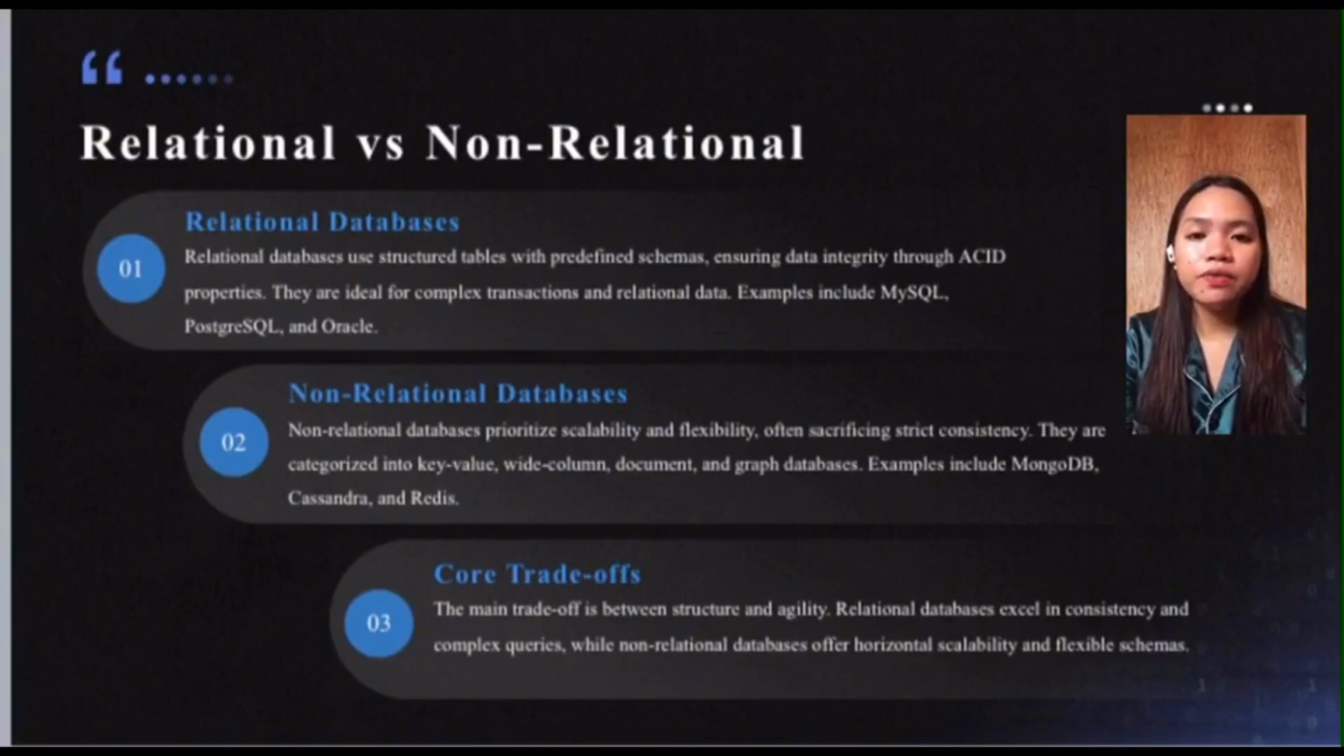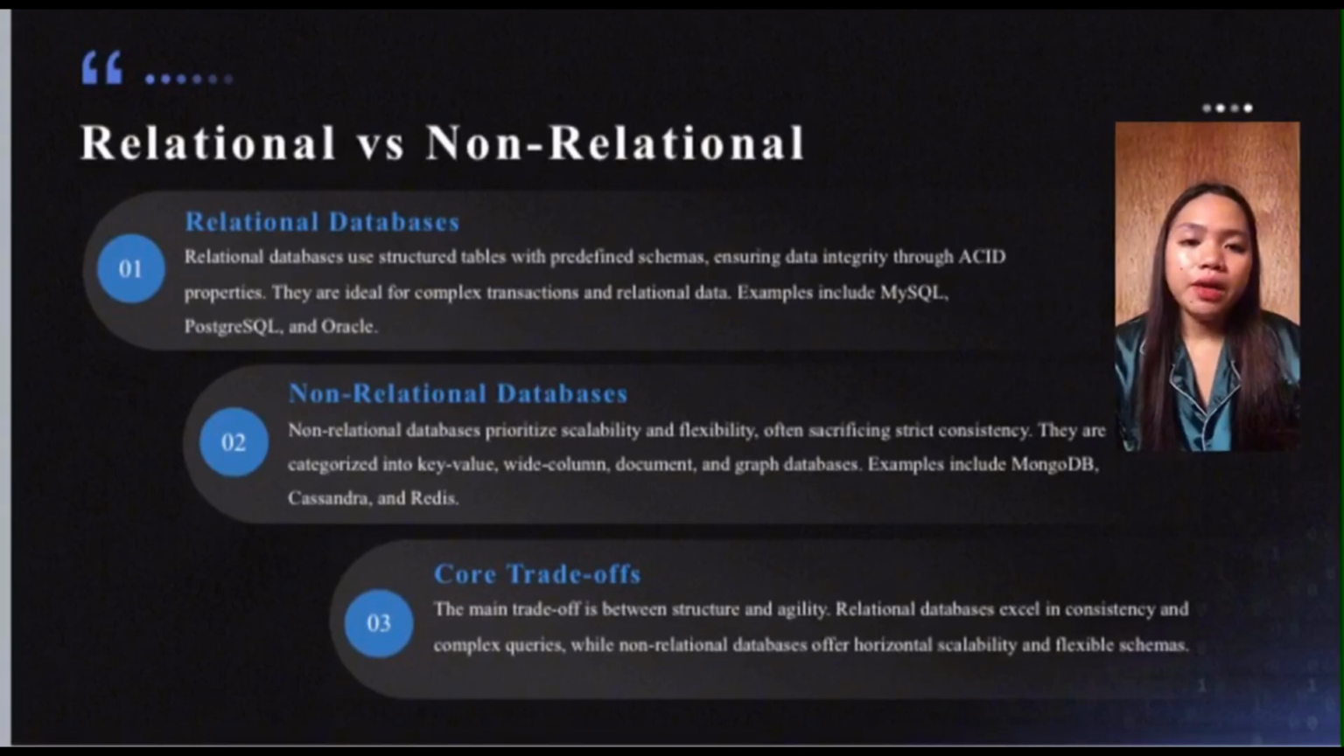These are more like that flexible digital workspace. They don't force you to fit everything into a rigid table. This makes them great for handling different types of data that might change frequently. The main advantage of non-relational databases is their flexibility and scalability. They can handle large amounts of data and different types of data without requiring a strict schema. However, they sometimes sacrifice strict consistency for this flexibility.